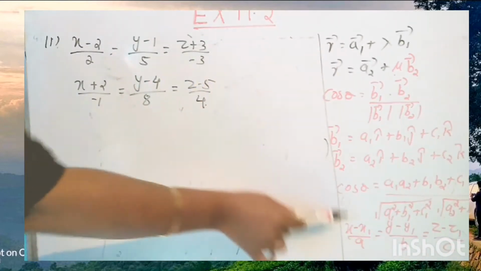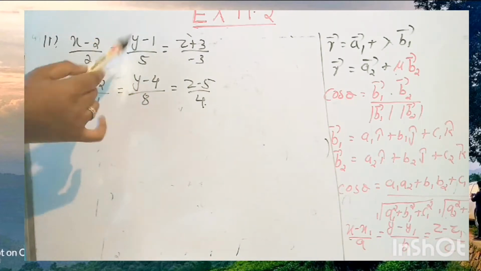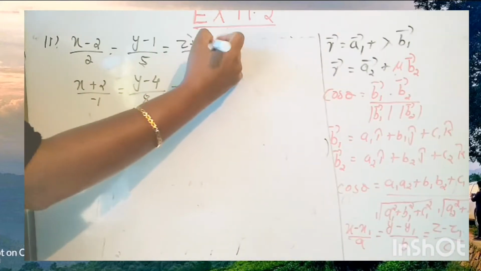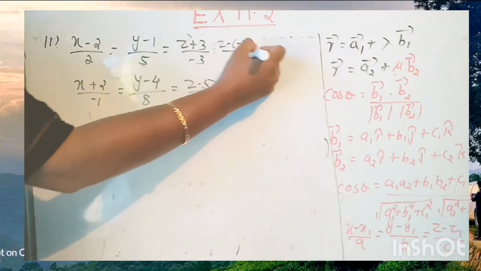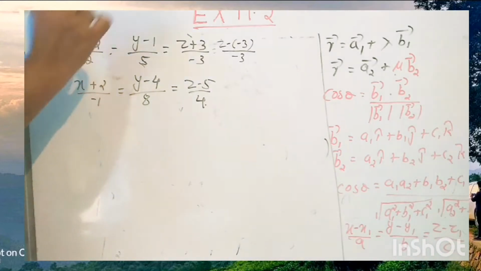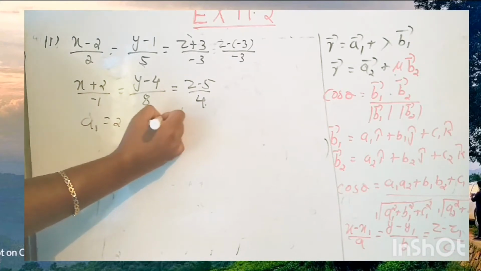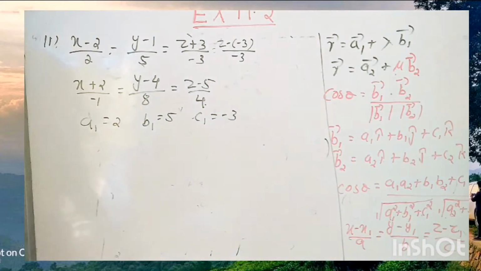So comparing, the first one is x minus 2, so that is of the form x minus x1. The denominator, that is the value of a, is 2. And here the value of b is 5. And here we can write it as z minus minus 3, which is of the form z minus z1 divided by c, so the value of c is minus 3. Since we have two lines, I am going to take the first one: a1 is equal to 2, b1 is equal to 5, and c1 is equal to minus 3.